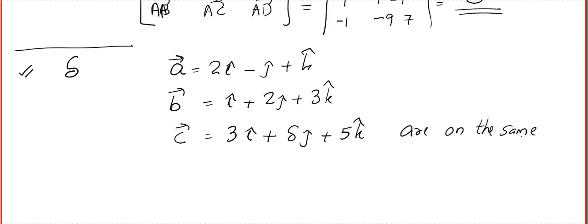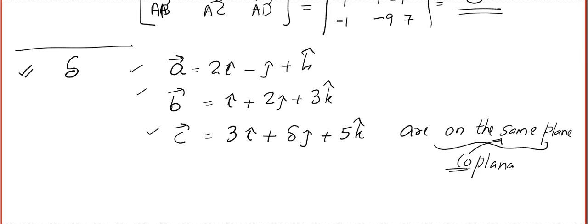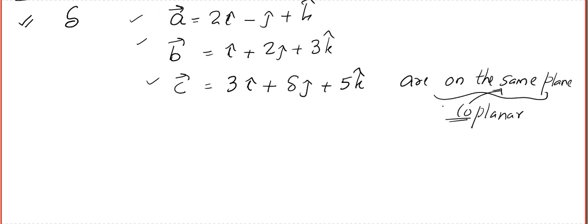What do you mean by the three vectors being on the same plane? Of course, it means coplanar, same plane. Co stands for the word same. Now, what is the trick? Whenever you have a question related to coplanar, what will you do? Very simple. You find the STP and equate it to zero.